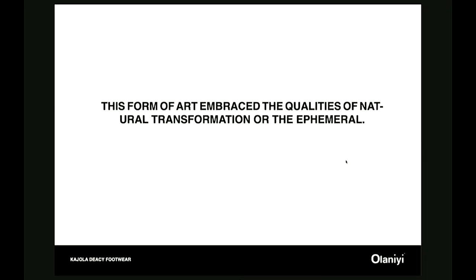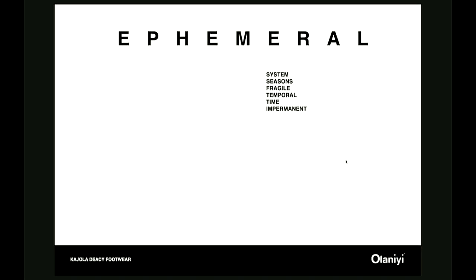So this led me to ephemerality, constant change, temporality, and things like this really fueled my imagination as I started to make that transition from just representation to actually playing with natural elements in chemistry. I feel like these elements of the ephemeral started to speak to me and take my work in a totally different direction. So systems, seasons, fragility, temporal time, impermanence. I'm really spending a while on these terms because they're really, really important for me in the work.